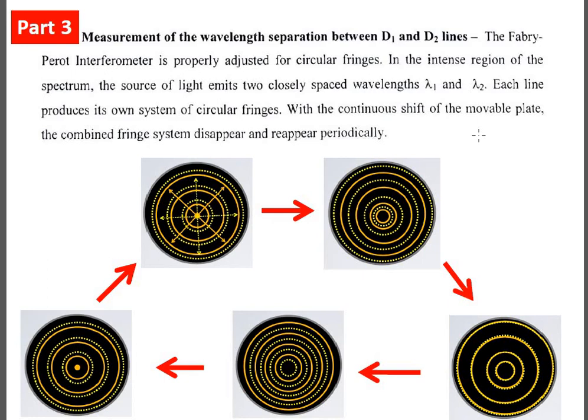Now in the intense region of the spectrum, in the center part here, the source of light emits, we know, two closely spaced wavelengths, lambda 1 and lambda 2, and each of them will have their own circular fringes. Now as we change the plate separation, what will happen? The combined fringe system will disappear and reappear periodically. Now this I have shown you in my last class. Remember this cycle by changing the distance between the two plates.